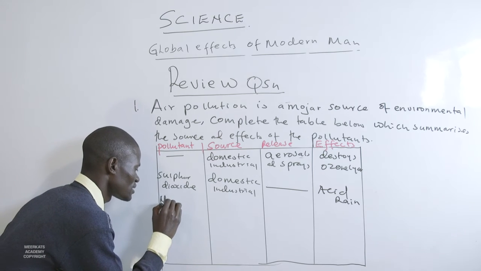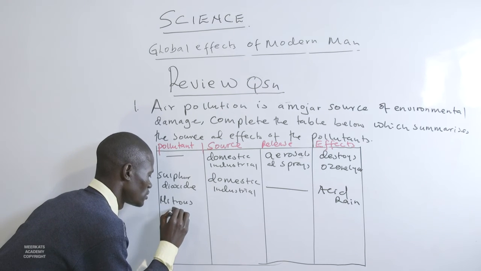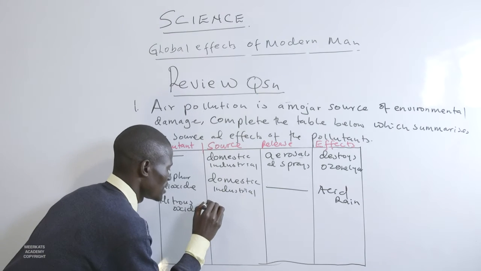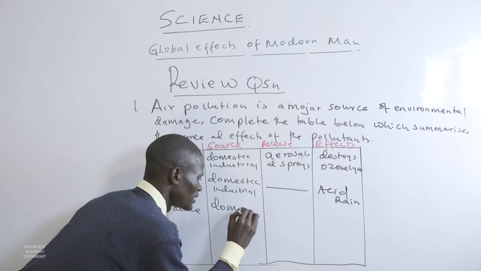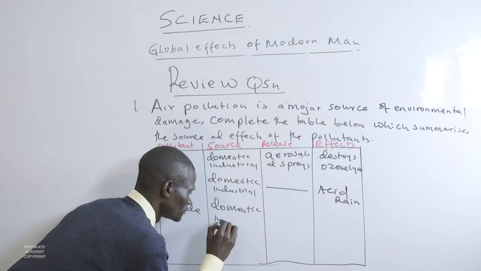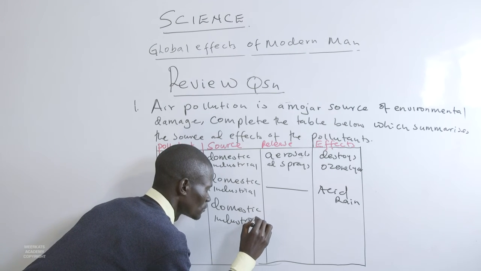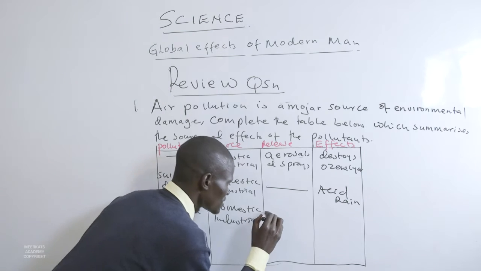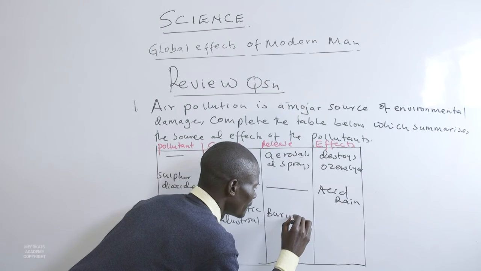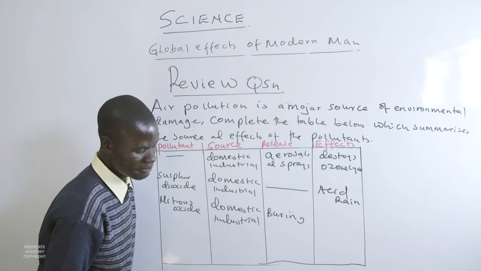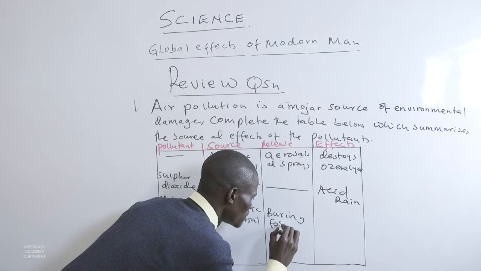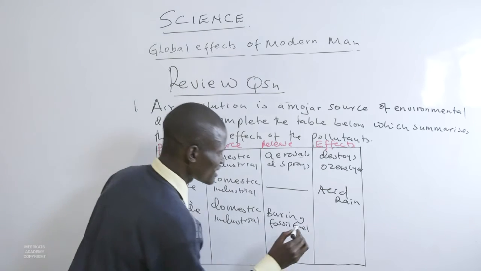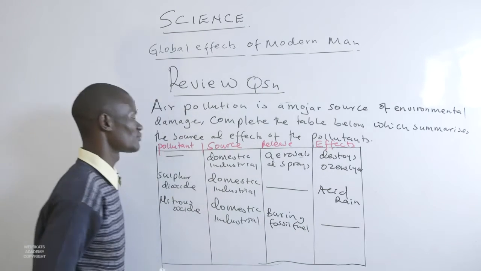Nitrous oxide is the next. Nitrous oxide is domestic, industrial. It is released by burning of fossils, mostly fossil fuel. What is its effect?